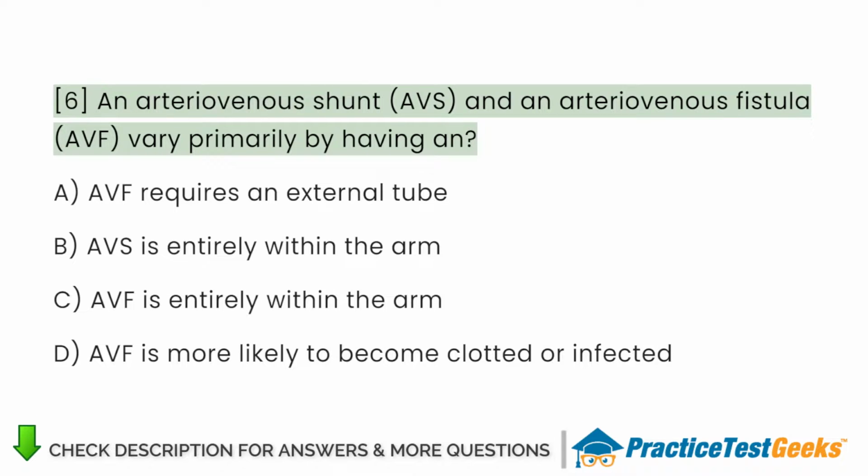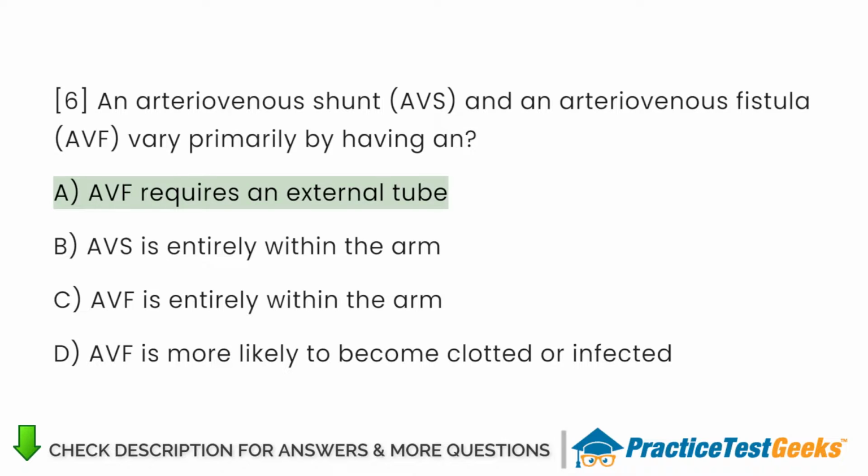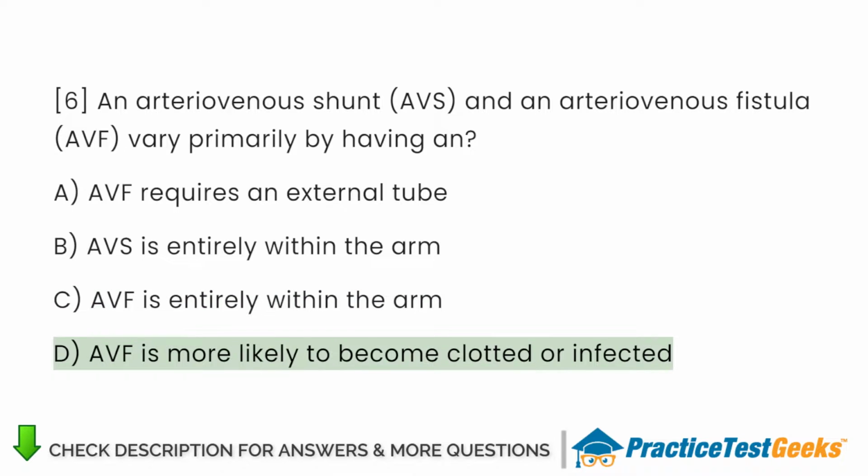An arteriovenous shunt, AVS, and an arteriovenous fistula, AVF, vary primarily by having an A. AVF requires an external tube. B. AVS is entirely within the arm. C. AVF is entirely within the arm. D. AVF is more likely to become clotted or infected.